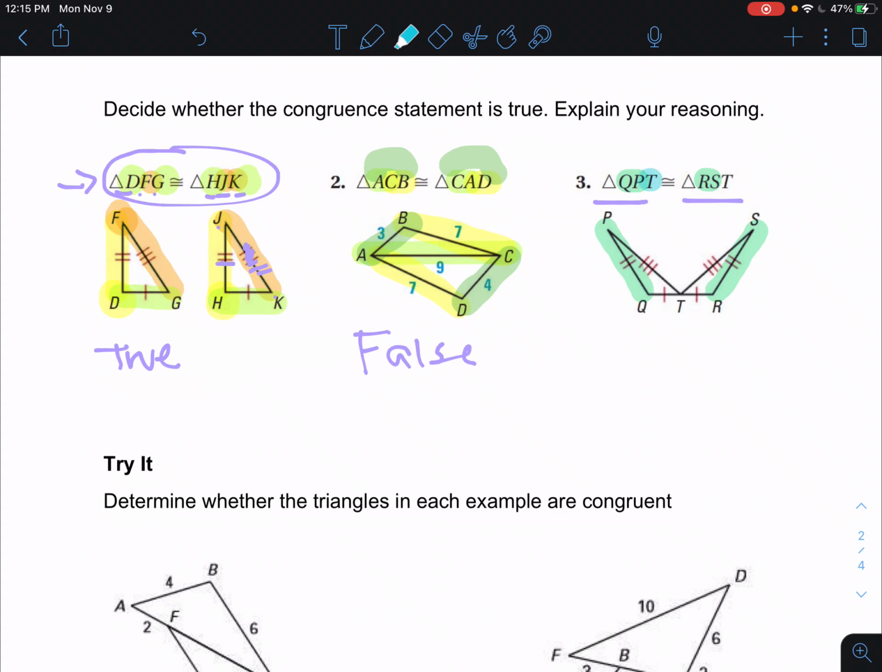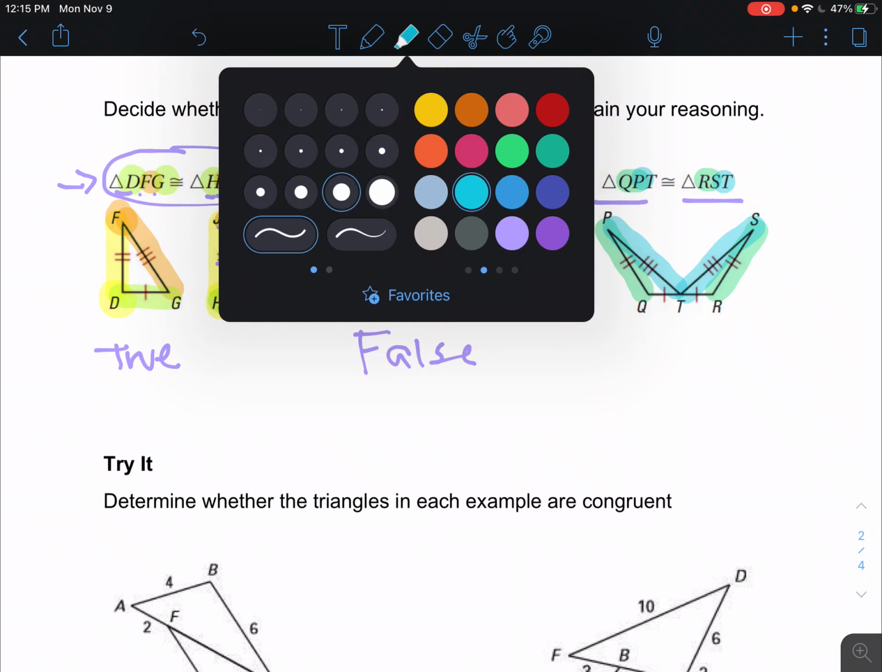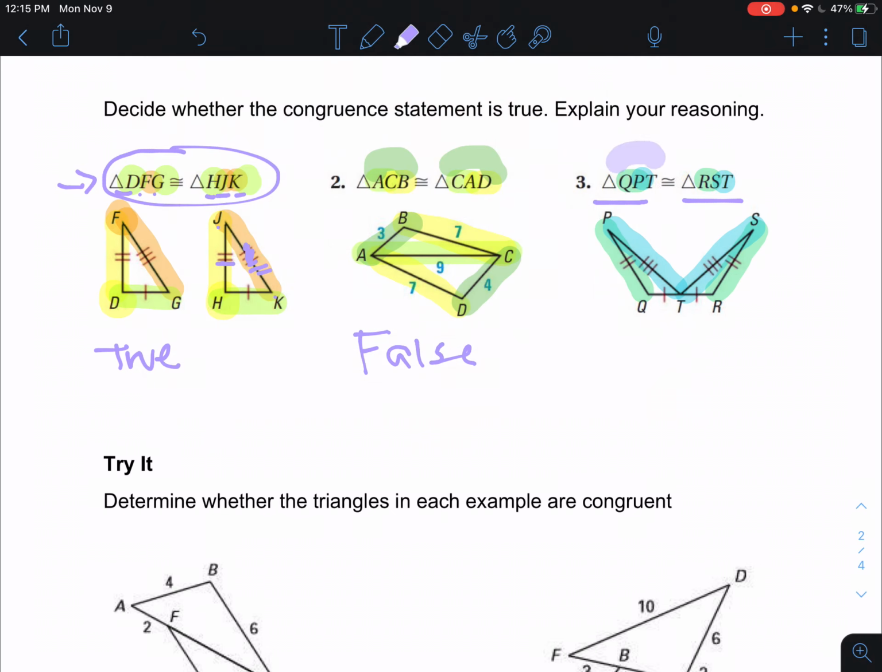Now we have PT corresponds to ST. So PT has 3 tick marks, ST has 3 tick marks. Awesome. All right, last one. Q to T corresponds with RT. So QT has 1 tick mark, RT has 1 tick mark. All right, looks like this is true.